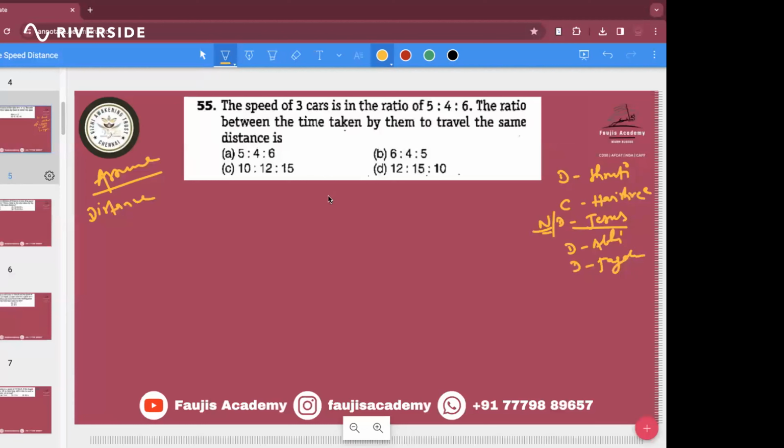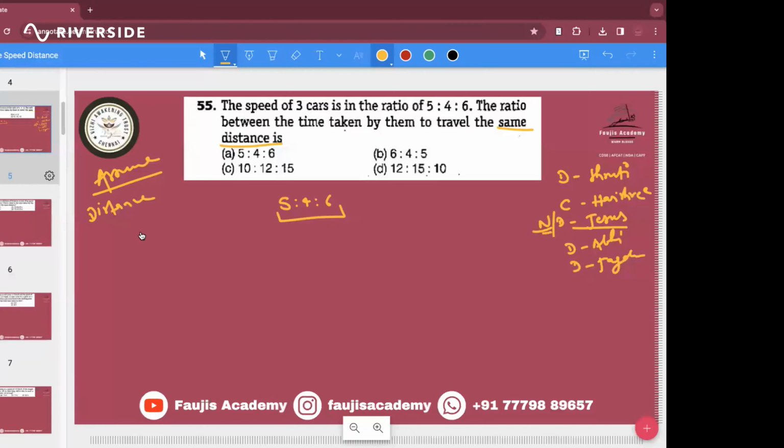Oh, guys, look. The speed of 3 cars is in the ratio 5:4:6, right? The question asks for the ratio between the time taken by them to travel the same distance. They are saying the same distance, so can we assume some distance? And what distance should we assume? Should we assume a distance which is the LCM of these three numbers? What is the LCM of these three numbers? Nobody will answer other than Harishri. I taught you how to find the LCM of this.